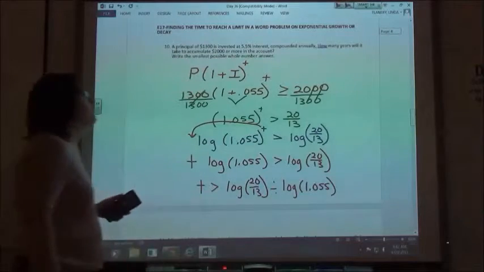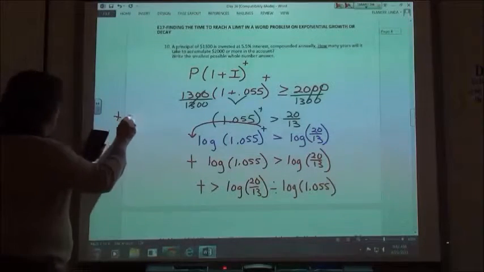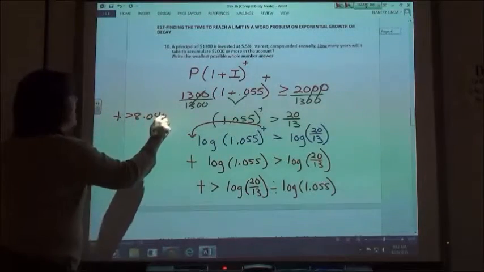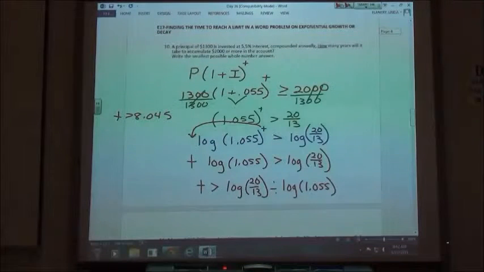What do we get? I got 8.045. T is greater than 8.045. Now it says round to the smallest possible whole number. So we're rounding and saying how many years is it going to take? I'm not going to just round it off and say it's only going to take me 8 years because at 8 years I still don't have quite $2,000. I have to be greater than 8 years, so I got to round it up to the next bigger value.